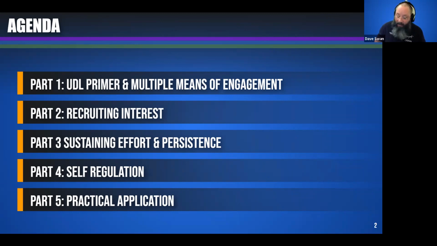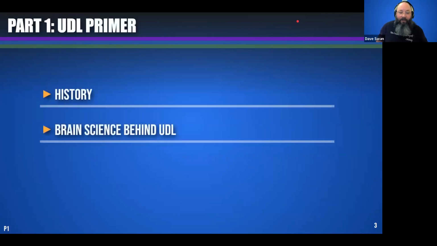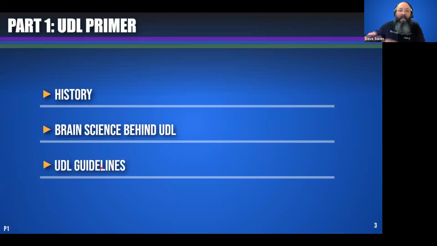All right, so let's start off with just a brief UDL primer. We're not going to really go into the history of it. If you're interested in the timeline of where the universal design for learning stuff came from, then you can do that if you want. I'm going to skip that. I do want to briefly go over the brain science behind UDL, and then take a look at the guidelines overall, so you have an idea of the breadth of this and what it does.